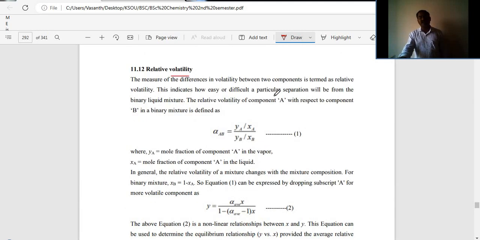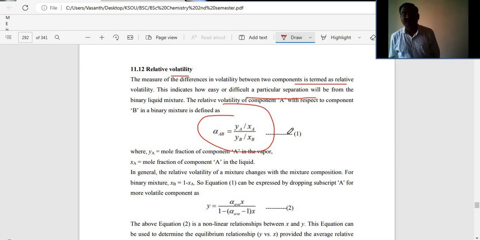Next, relative volatility. The measure of the difference in volatility between two components is termed relative volatility. This indicates how easy or difficult a particular separation will be for a binary mixture. Relative volatility of component A with respect to component B of the mixture is defined like that here. YA means the mole fraction of component A in the vapor. XA means the mole fraction of component A in the liquid.